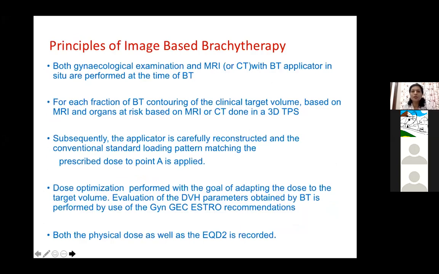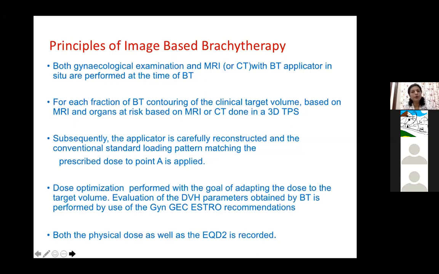So what are the basic principles of image-based brachytherapy? Gynecological examination has to be done, and I cannot stress enough the importance of this. So both gynec examination and an MR or a CT, whatever you are using, with the brachytherapy applicator in situ are performed at the time of brachytherapy. For each fraction of brachytherapy, the contouring has to be done for the CTV based again on the MRI and OAR on the findings and your clinical examination. Subsequently, the applicator has to be reconstructed, and you always start with the conventional loading pattern matching that of the dose prescription of point A.